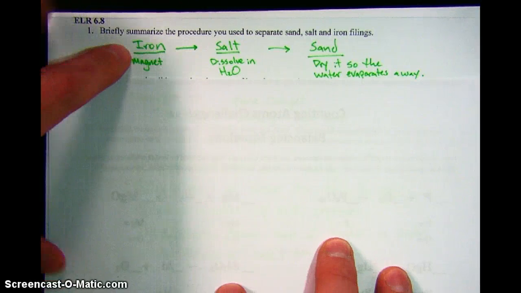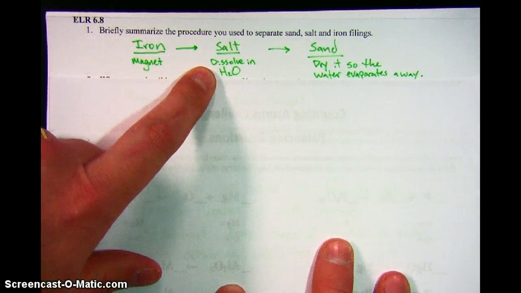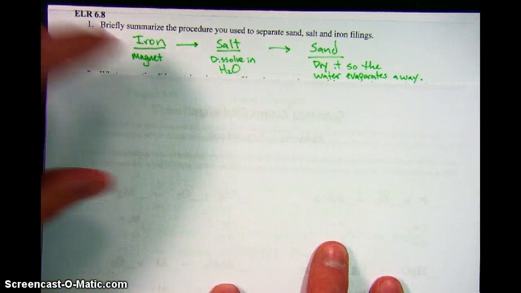We started by separating out the iron with a magnet, then we separated out the salt by dissolving it in water, and then we got the sand by itself by drying it so that the water evaporated away.